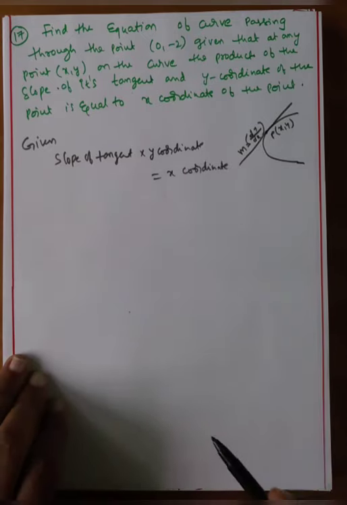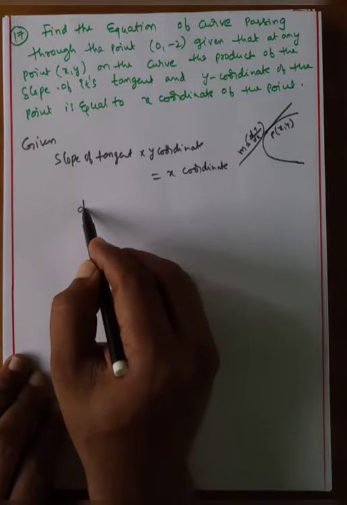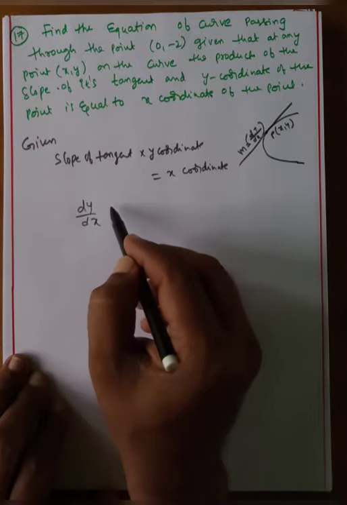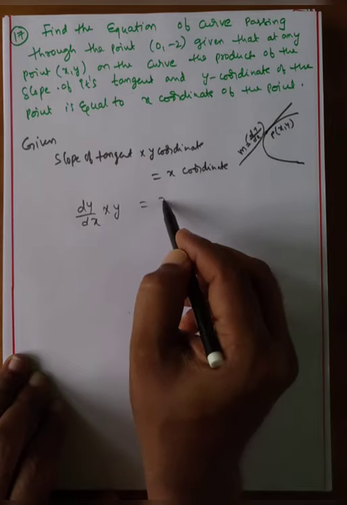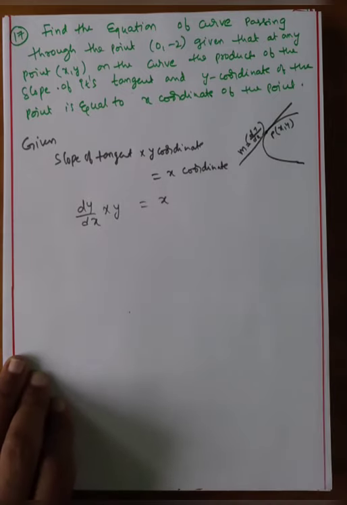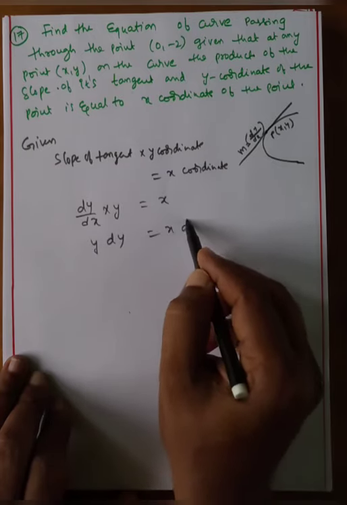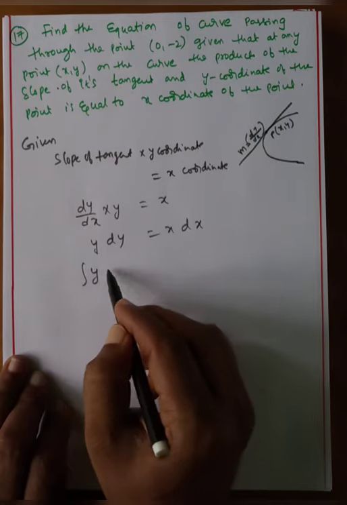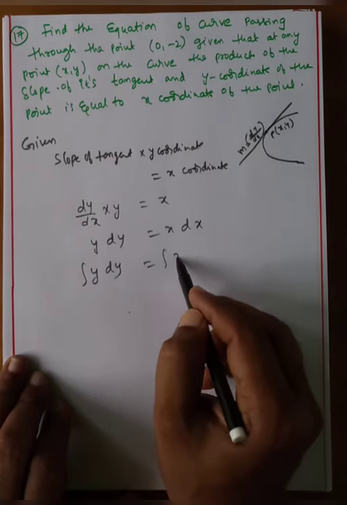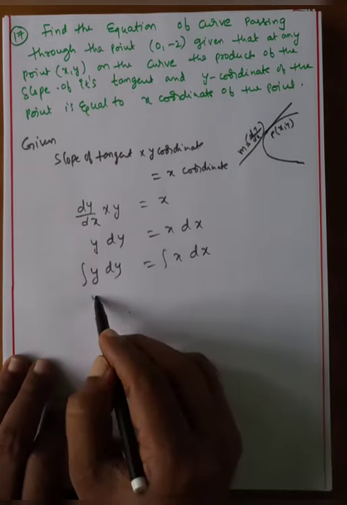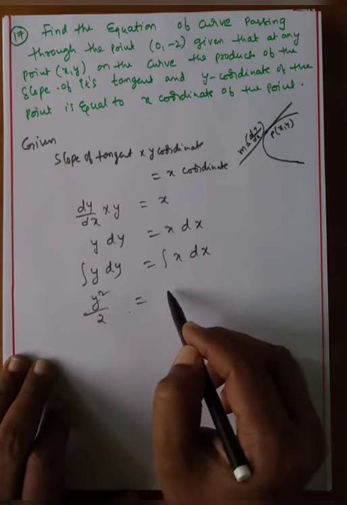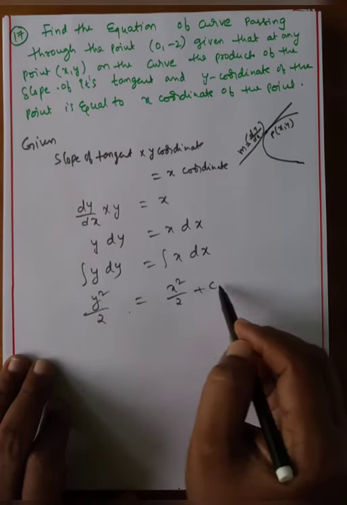Hope that you understood or not. Slope of tangent means dy by dx, y coordinate means y, x coordinate means x. This is the given property. Now what happened? Cross multiplication, y dy is equal to x dx. Integration on both sides, integral of y dy is equal to integral of x dx. This is y square by 2 is equal to x square by 2 plus c.